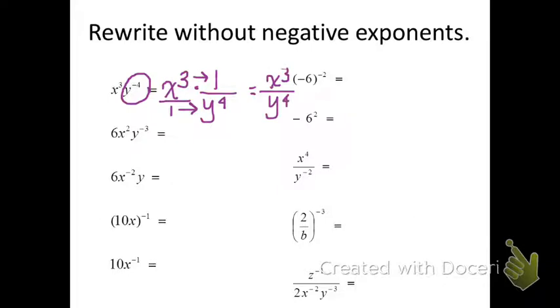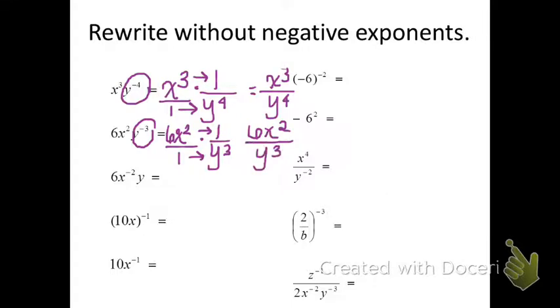So if we move down, the next one we have is 6x squared y to the negative third. So the only thing with the negative exponent is the y to the negative third. So that gives us 6x squared times, and then y to the negative third is 1 over y cubed. So again, if I try to multiply across, I put that over 1, and if I multiply, we end up with 6x squared in the numerator and y cubed in the denominator.